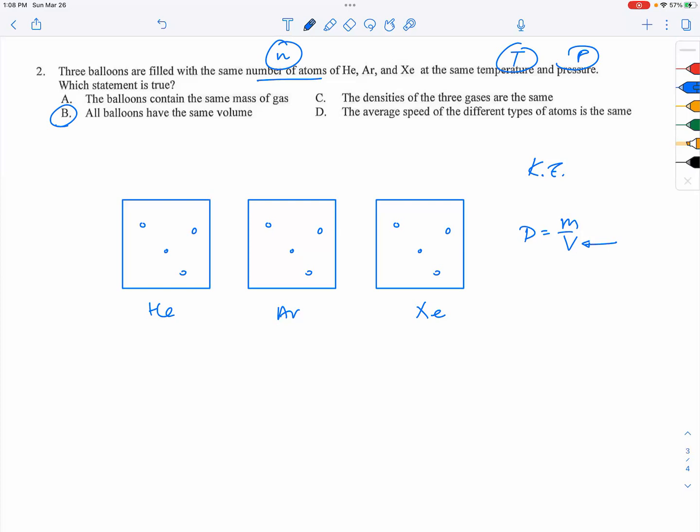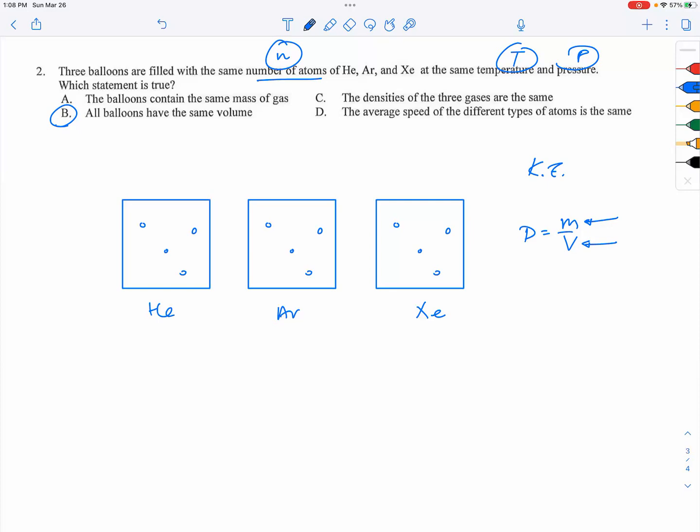If you have the same volume, but different kinds of gases, then they will have different masses. And that's why the density of each gas will be different from each other. Wait, hold on. So same volume with different gases means different masses.